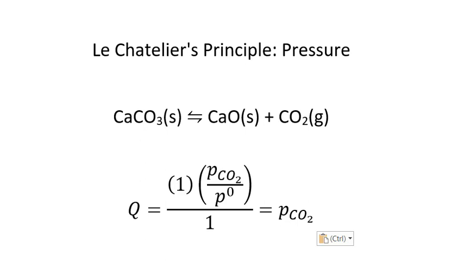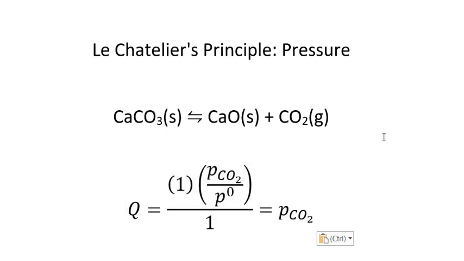I've written out the reaction quotient for this reaction in terms of partial pressures. We have the partial pressure of CO2, that's a product, over the standard pressure. Remember that the activity of pure solids and liquids is always 1, so we just plug a 1 into the reaction quotient: a 1 for the calcium carbonate and a 1 for the calcium oxide. So we've got our one product here, another product here, and we're dividing by the reactant.